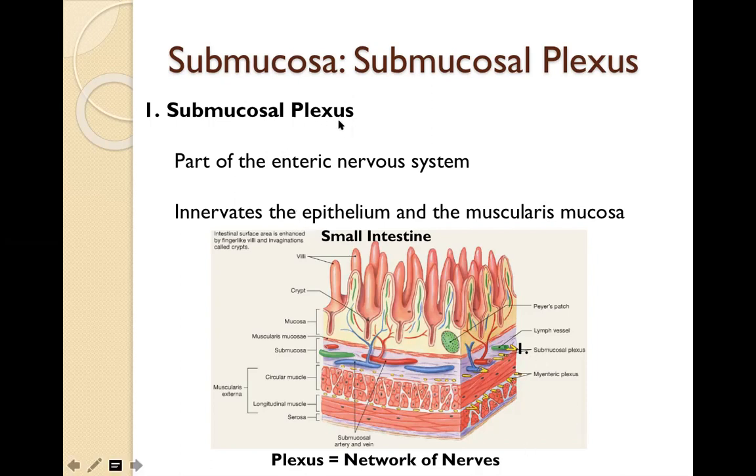Anytime you hear the word plexus, all that refers to is that it's a network of nerves. If you were to separate this particular plexus of nerves from the muscularis mucosa, it would look like a meshwork of small little branches of nerves all creating a mesh. That's what the word plexus means.